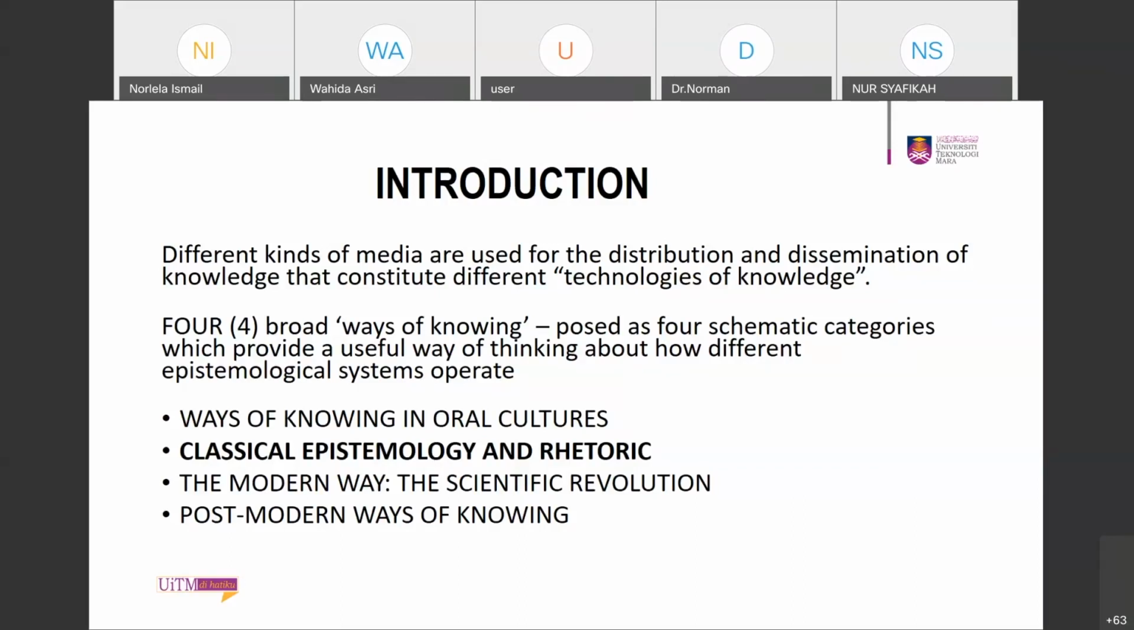These oral cultures, the oral tradition, have been around for quite some time. Even in contemporary times, we still witness oral culture as a way of knowing. In academia, for example, we have the viva voce session, and in performing arts, theater, monologues, stand-up comedy, and so forth. All these are still being practiced, the traditions of orality.